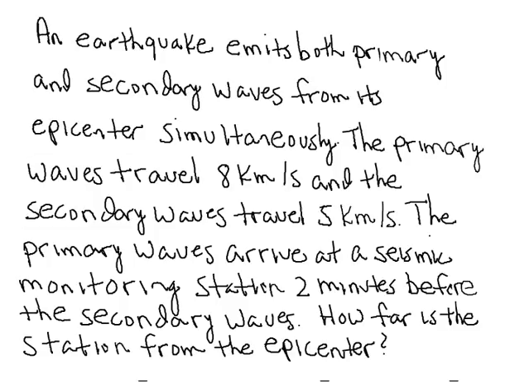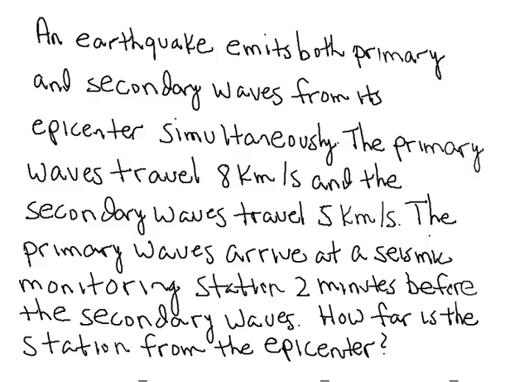We're now going to consider our final example together of a distance, rate, time problem. And the problem states, an earthquake emits both primary and secondary waves from its epicenter simultaneously. The primary waves travel 8 kilometers per second, and the secondary waves travel 5 kilometers per second. The primary waves arrive at a seismic monitoring station 2 minutes before the secondary waves. How far is the station from the epicenter?